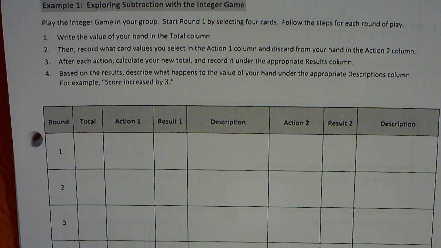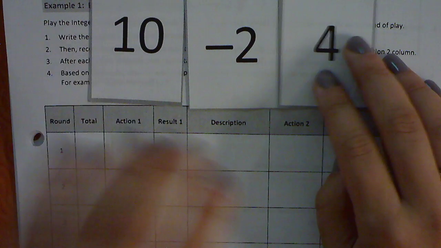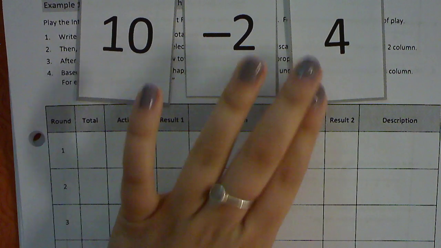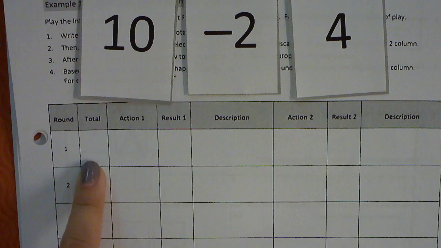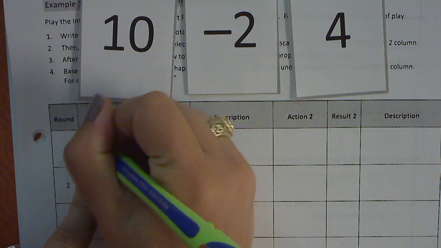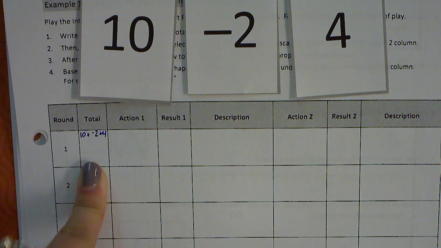So for round one, everybody's going to start with a 10, a -2, and a 4. I want you to think about what the total of the hand is right now, meaning everything that I have here, what's the sum? And we're going to write the total right here. 10 plus -2 plus 4 makes 12.